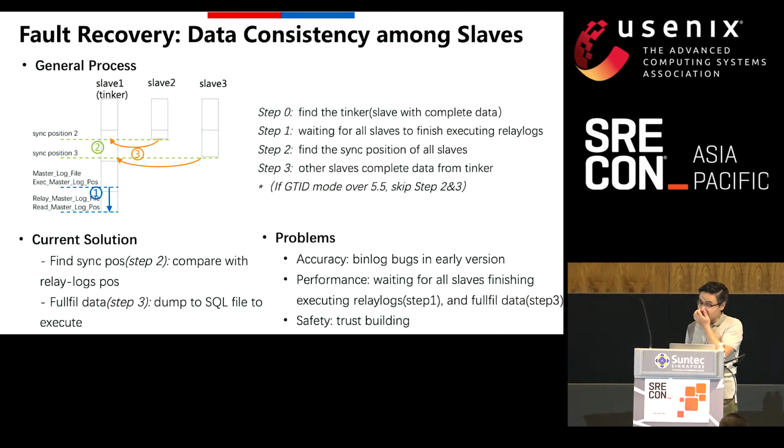Second, what's more, in step 1, we need to wait for all slaves to finish the playback of all relay logs. If one slave has a huge delay, all slaves will wait for this node. So is there any better method for this performance? And the third, the SQL file transition needs to build the machine trust relation. I've already talked about this, so this is a safety issue for us.